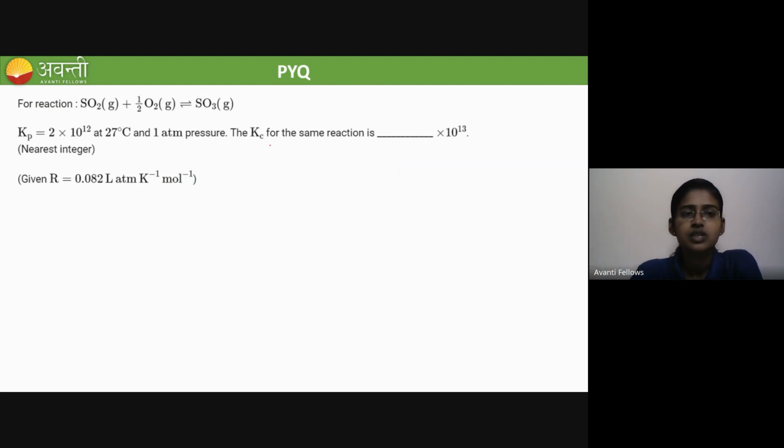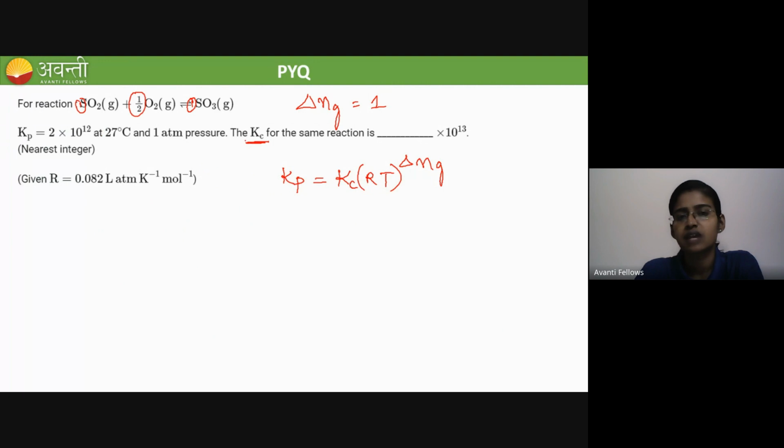Yeah. Coming to this question, for this reaction, sulfur dioxide reacting with oxygen to give sulfur trioxide, Kp is given at 27 degrees Celsius and at 1 atmospheric pressure. We have to find out the Kc for the same reaction. So we know the relationship between Kp and Kc, right? Kp is equal to Kc into RT power delta Ng. So what is delta Ng? Delta Ng is equal to the number of moles of the gaseous product, which is 1. And for the reactant, we have 1 plus half.